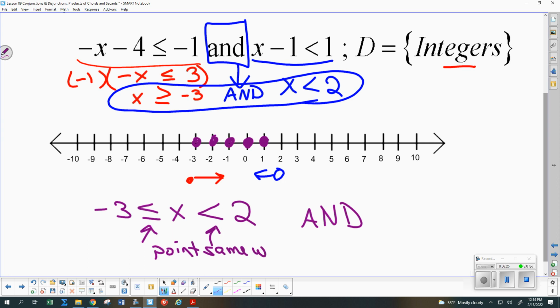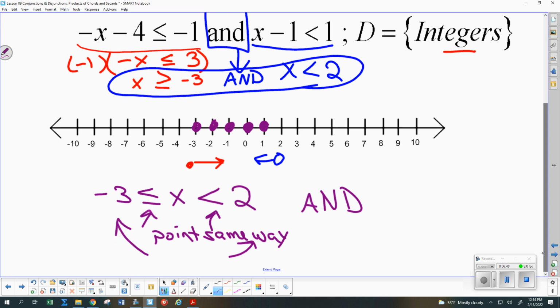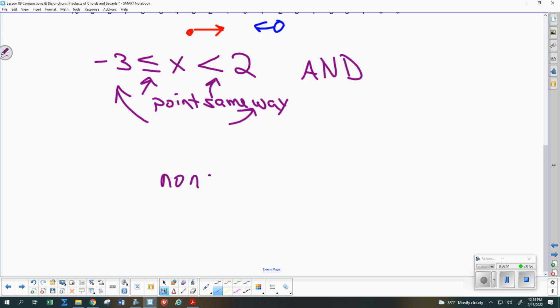In this case, they are both less than arrows. I can't have one going less than and one going greater than. And the outside numbers have to make sense with that direction. Is -3 less than 2? Yeah, so it makes sense. It would be nonsense if I had one where I said 2 was less than x was less than or equal to -3, because 2 is not less than -3. So you got what I'm saying on that about it making sense.